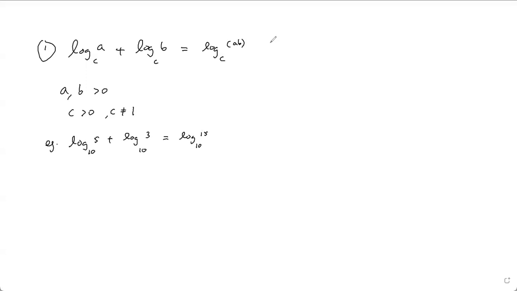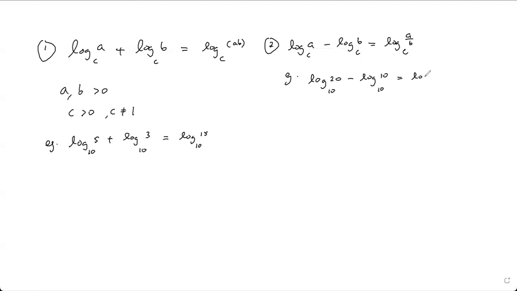Let's talk about the second rule. Similarly, I can have log A base C minus log B base C, which is equal to log of A divided by B base C. For an example, I can have log 20 base 10 minus log 10 base 10. That's equal to log 2 base 10. So you see how it works.